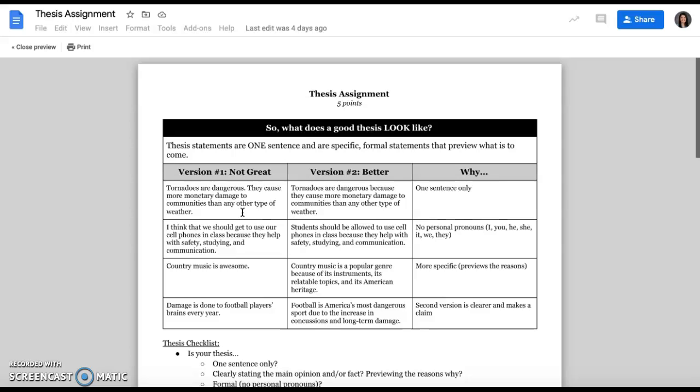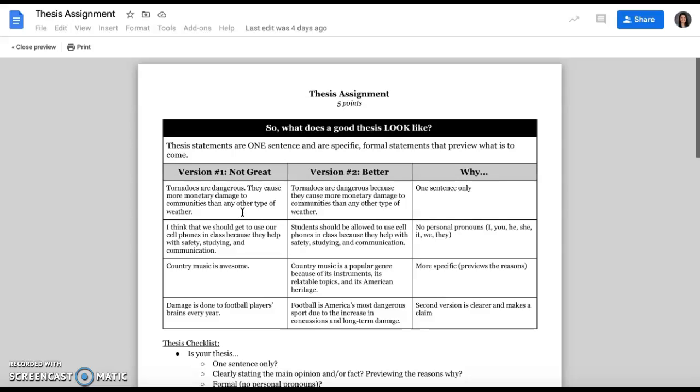All right, let's take a look at the second one. I think that we should get to use our cell phones in class because they help with safety, studying, and communication. Version 2 states students should be allowed to use cell phones in class because they help with safety, studying, and communication. Version 2 is better than 1 because they don't use personal pronouns in version 2, such as I, you, he, she, it, we, they. We're using third person point of view in that second one.